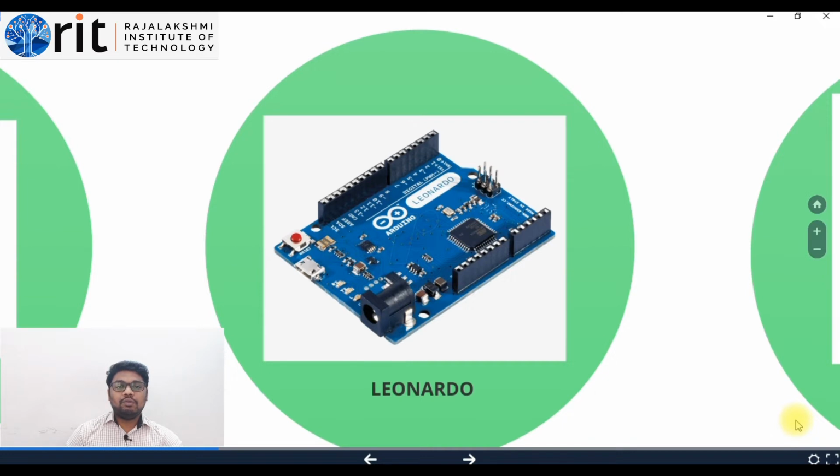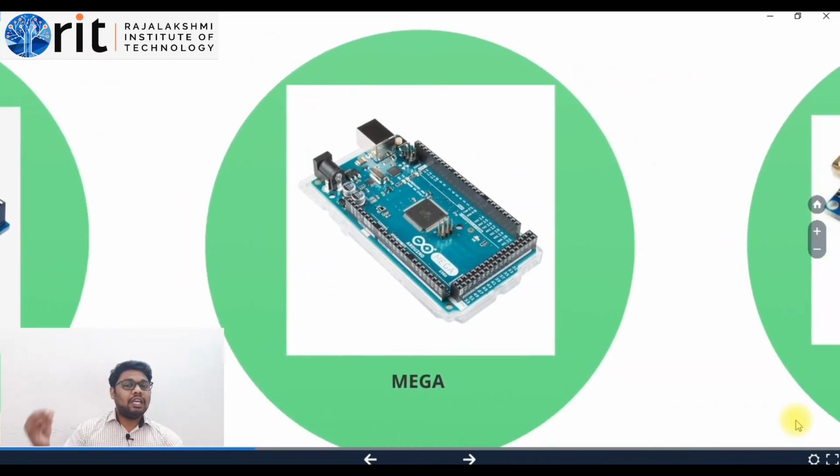Let's move on to the next board. This is the basic Arduino Leonardo board, which is quite similar to your existing Arduino Uno board. Some differences will be there in terms of the basic pins available, as well as the capability of the program, like flash memory and other processing capabilities.